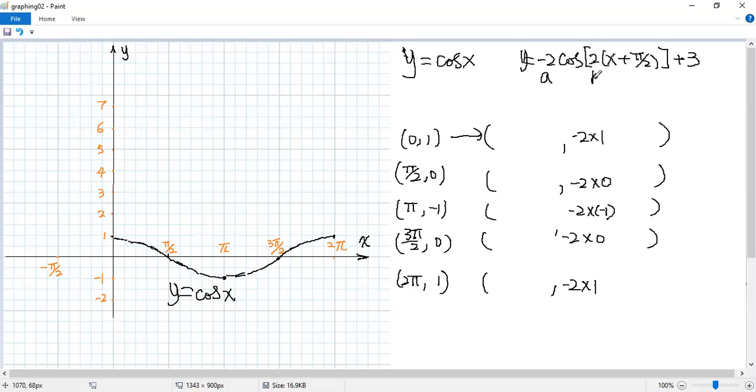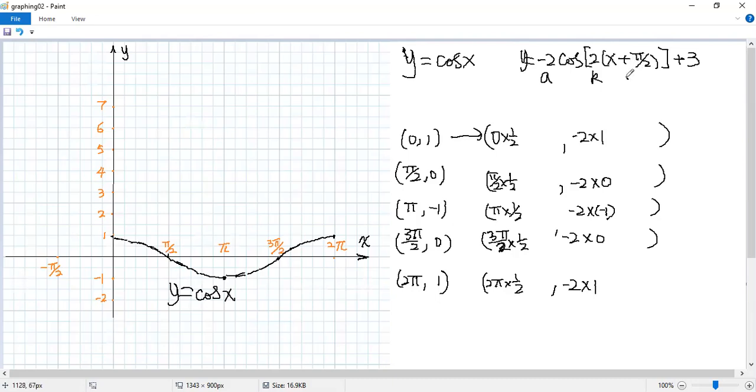Now k equals 2. So we divide the x coordinate by 2 or multiply the x coordinate by half. So we get 0 times half, pi over 2 times half, pi times half, 3 pi over 2 times half, 2 pi times half.